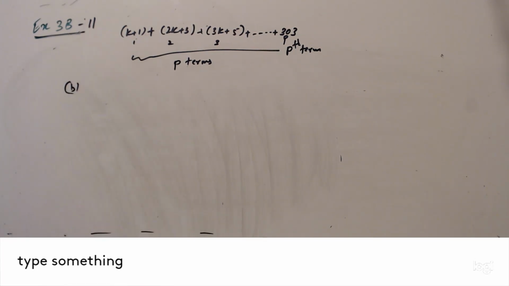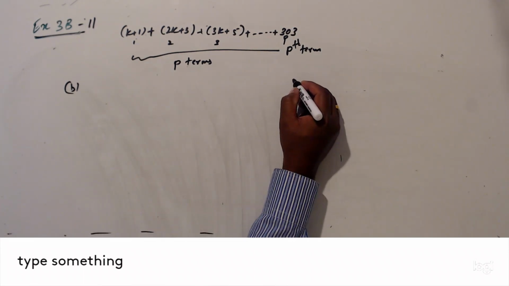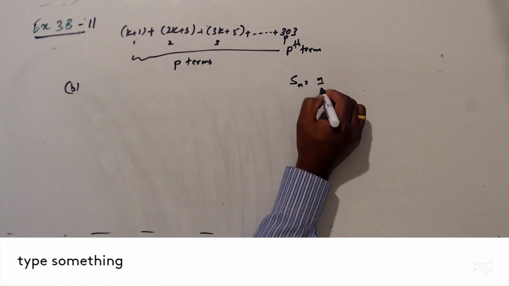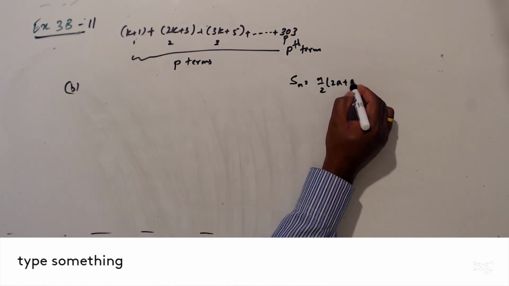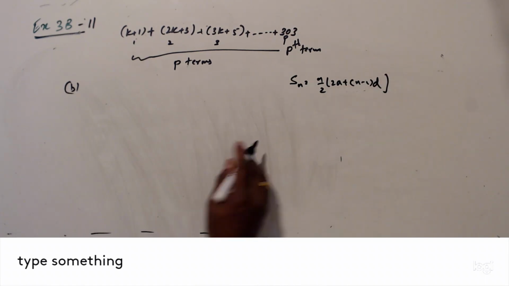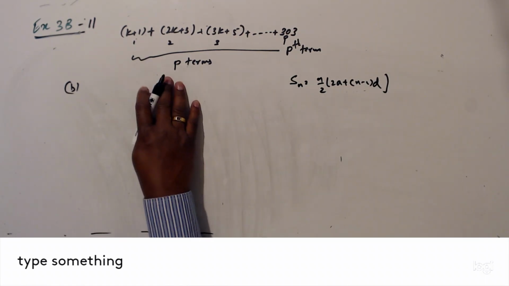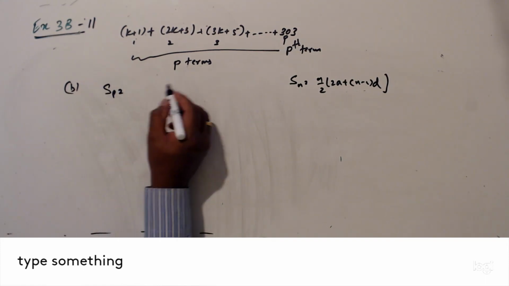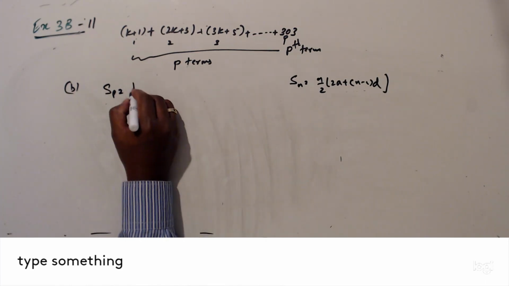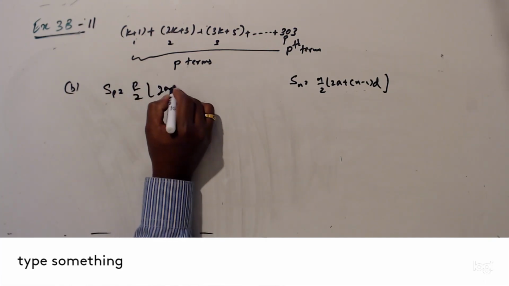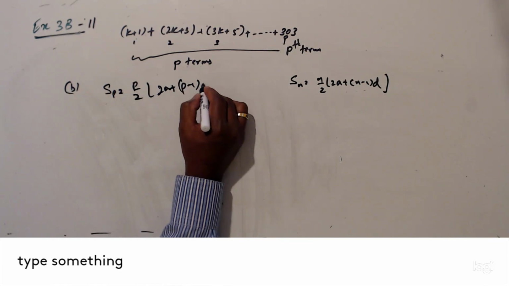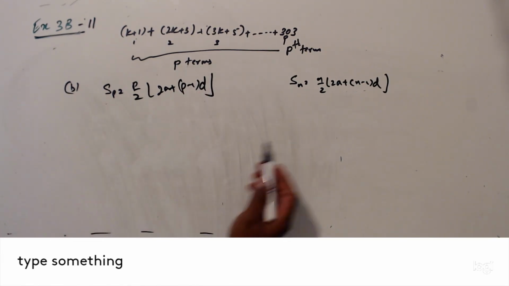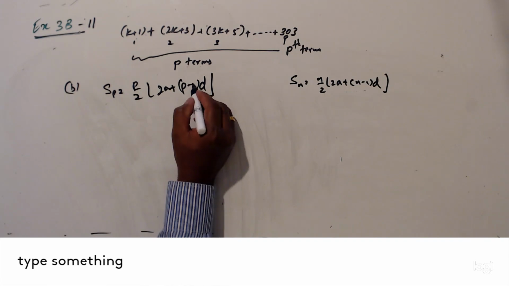Part B, we need to find the sum of the series. We know the sum of n is given by n divided by 2 times 2a plus n minus 1 times d. We can write by looking at this, the sum of p: Sp equals p divided by 2 times 2a plus p minus 1 times d. Instead of n, I change with p.